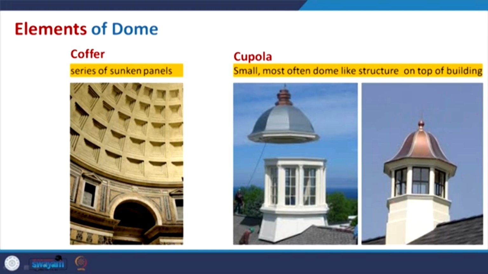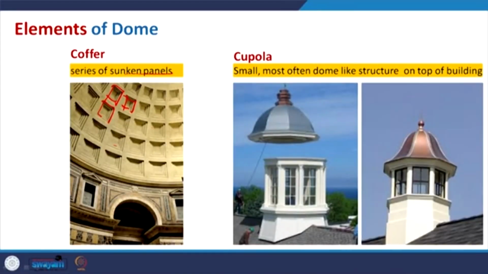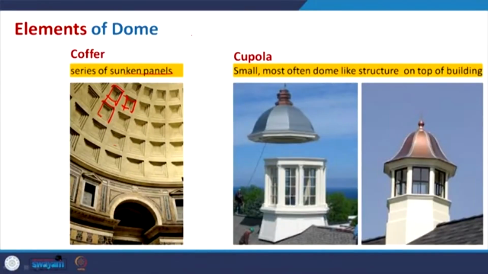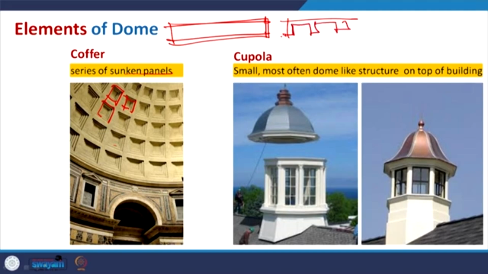Now, coffer is basically a series of sunken panels. In order to reduce the self weight of the dome, we can have something like this. This is basically the coffer. Sometimes we also refer to the coffer ceiling, where we can really reduce the volume of the concrete. Suppose this is a solid section, then the coffer slab is something like this. Looking at the load it can carry, we can reduce this volume. This is the cross section I am referring to. It is used in modern buildings also. Coffer is the terminology to represent a series of sunken panels.